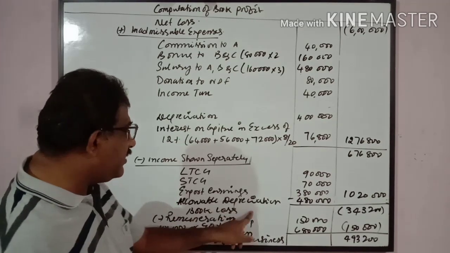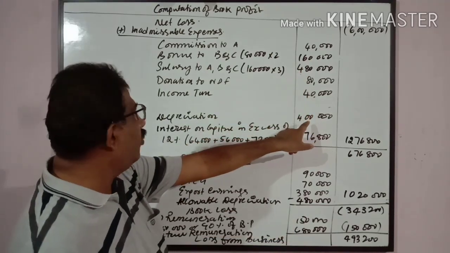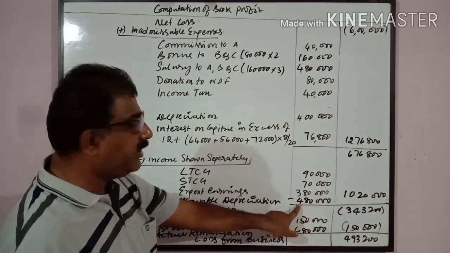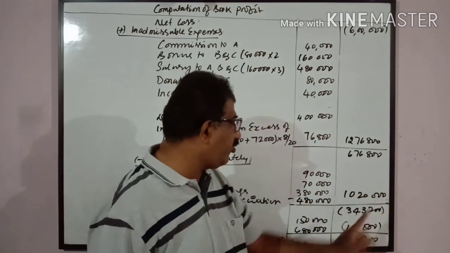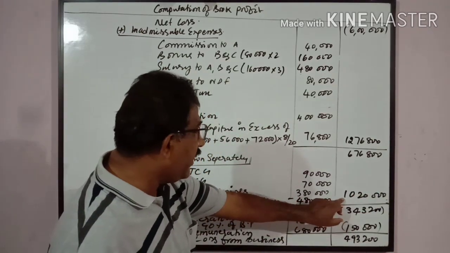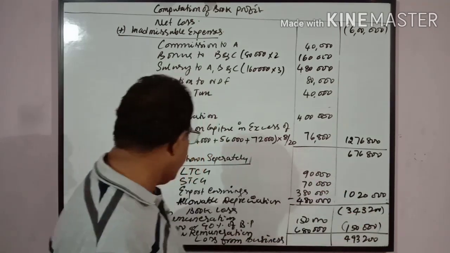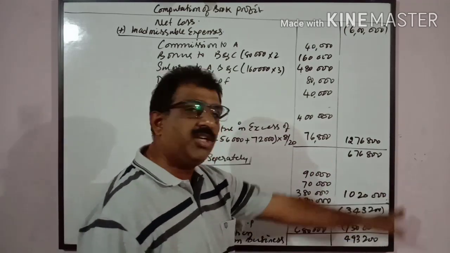Plus allowable depreciation 4,80,000. In the first instance I added 4 lakhs charged by the business. Actual depreciation allowed as per the provision is 4,80,000. When you add all this, it comes to 10,20,000. So 10,20,000 minus 6,76,800 gives 3,43,200 book profit.